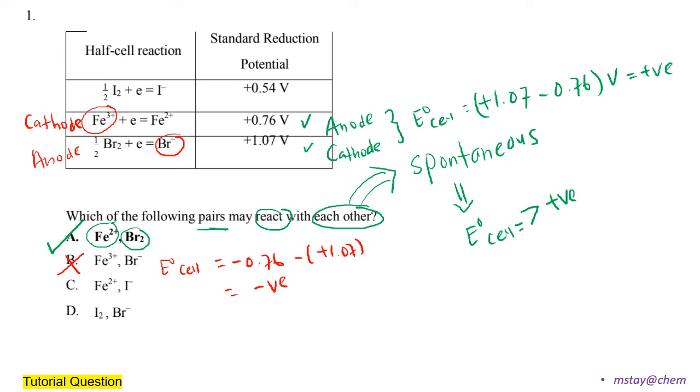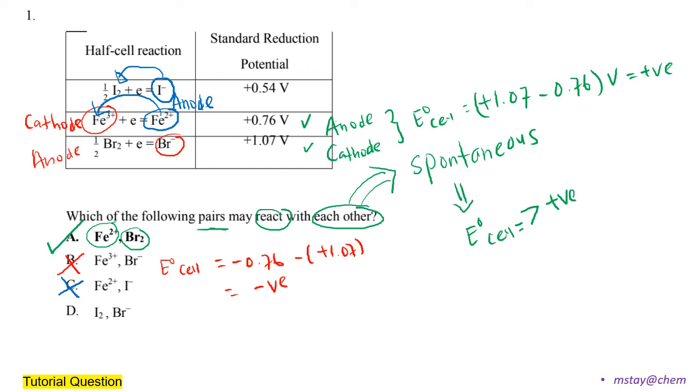Next one is C. Fe2+ is the reactant and becomes Fe3+, so Fe2+ in this case will be the anode, while I- also becomes a reactant to form iodine. So in this case, both undergo oxidation, so it is not possible, because to carry this out, one must undergo oxidation and the other must undergo reduction.